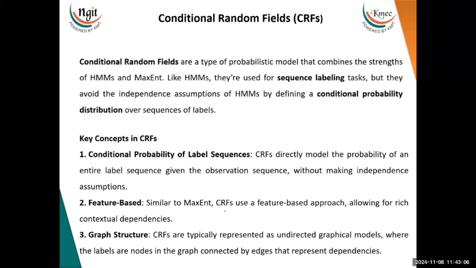And then we have conditional random fields. Conditional random fields are a type of probabilistic model that combines the strengths of hidden Markov models as well as maximum entropy models. Like HMMs, they are used for sequence labeling tasks, but they avoid the independence assumptions of HMMs by defining a conditional probability distribution over sequences of labels. And this is the reason why conditional random fields are said to be more powerful than hidden Markov models or maximum entropy models.